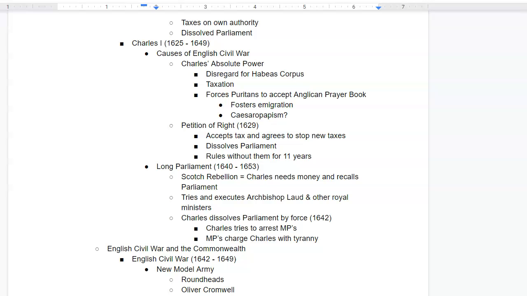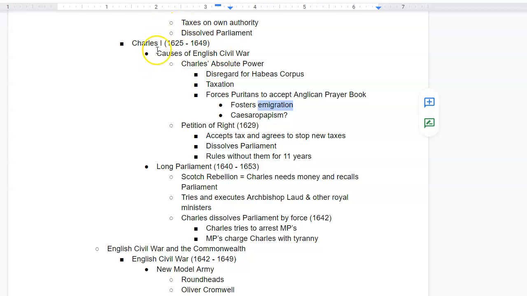He continued to demand taxes without Parliament's consent, and to wrangle and push and punish people that wouldn't pay. He insisted on the Anglican Book of Prayer, pushing Caesaropapism, and many Puritans object to this. Some of them grumbled and began to threaten violence. Some emigrated or became these Pilgrims.